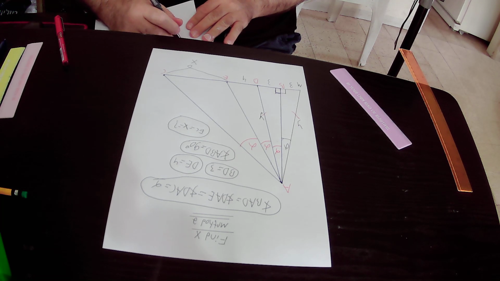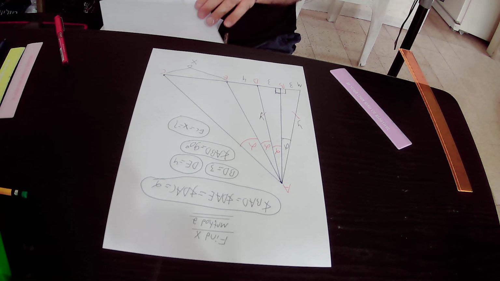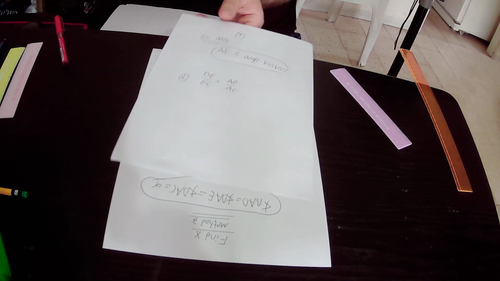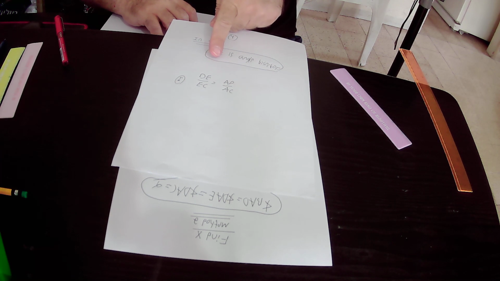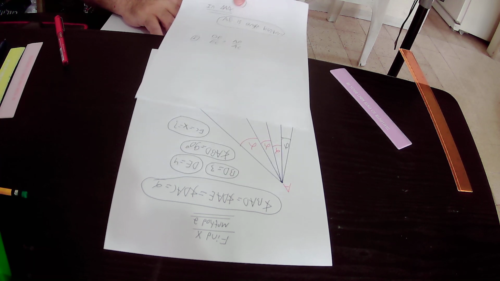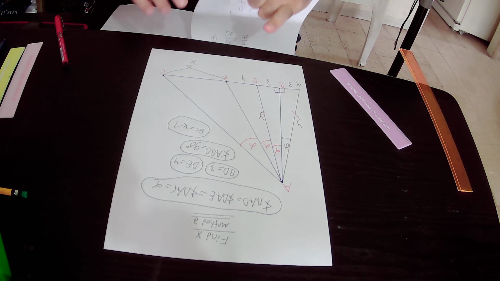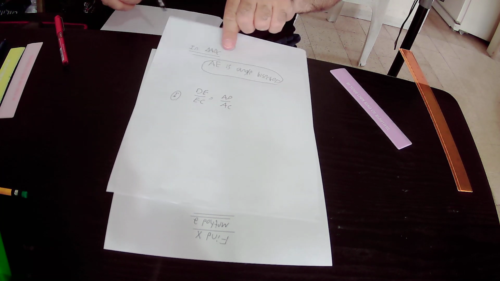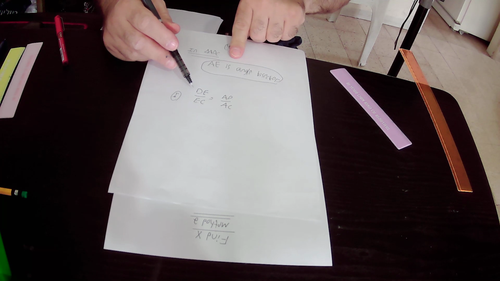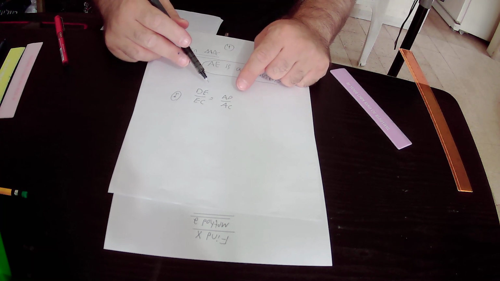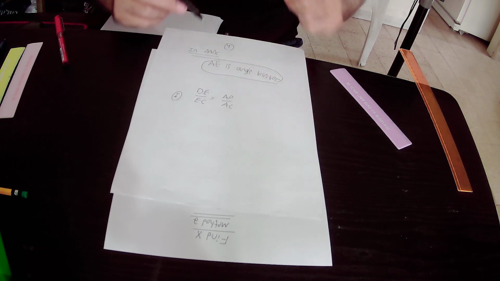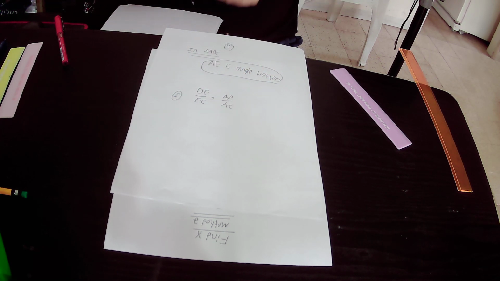So we got this equality: the ratio in which angle bisector AE divides side DC, DE over EC, also equals the ratio between the angle legs, that is to say AD over AC. Okay?